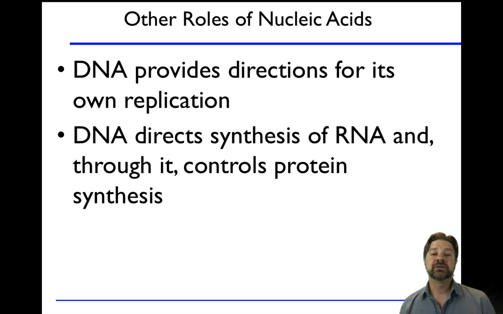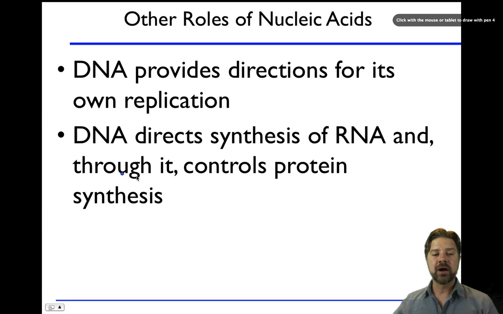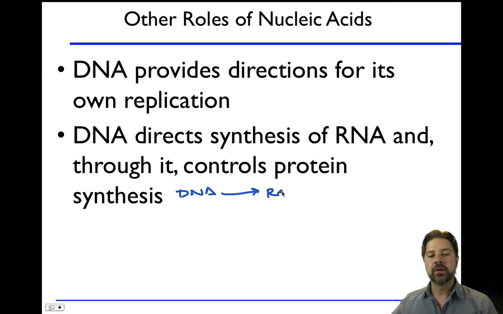Second, DNA will direct synthesis of RNA, a different type of nucleic acid, and through it control protein synthesis, as we said in the last slide. So what we're talking about here is a pathway that starts at DNA, a nucleic acid. It's then going to go into RNA, and then is going to be translated at a later time into a working protein.